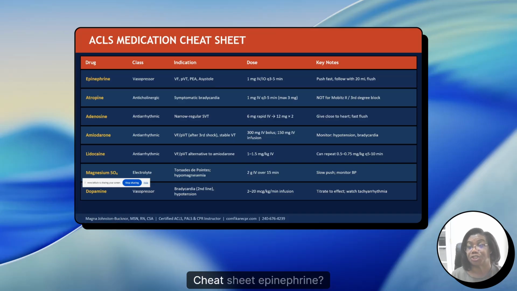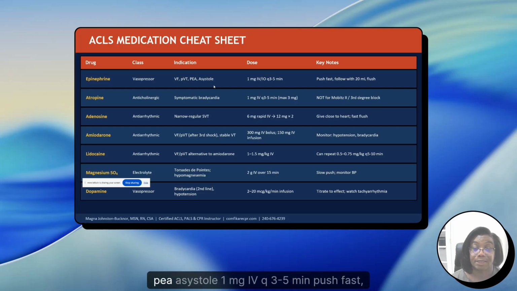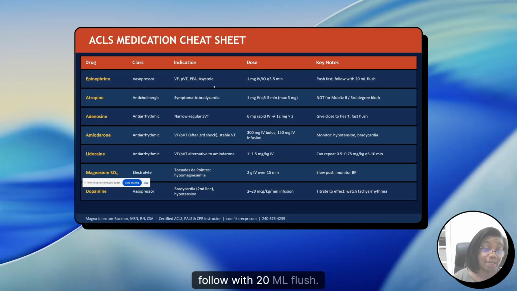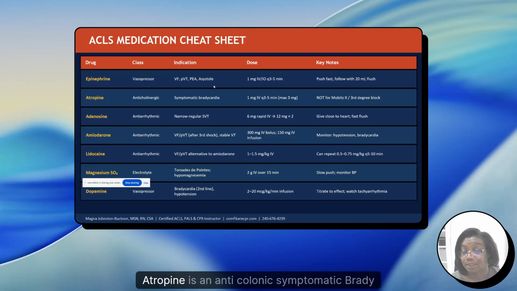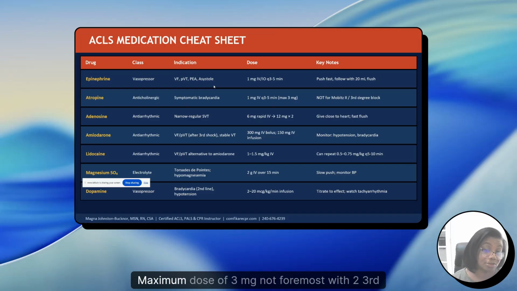ACLS medication cheat sheet. Epinephrine is a vasopressor. Indications: VF, pulseless VTAC, PEA, asystole. 1 milligram IV/IO every 3 to 5 minutes, push fast, follow with a 20 mL flush. Atropine is an anticholinergic for symptomatic bradycardia, 1 milligram IV every 3 to 5 minutes, maximum dose of 3 milligrams, not for most second or third-degree heart block.